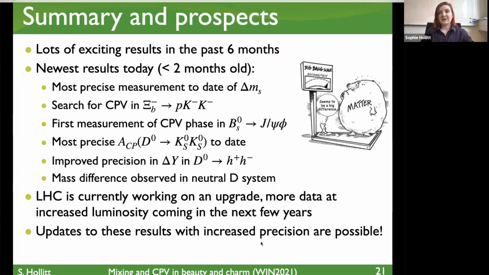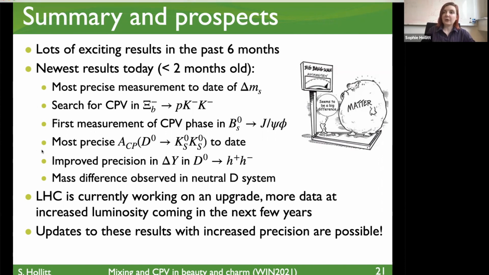So moving on to our summary, there have been a lot of exciting results in the past 6 months. I hope I've given you a good overview of them. Our newest results today, which are less than about 2 months old, include 3 from beauty and 3 from charm. In particular, we have the most precise measurement of delta m_s. We have this search for CP violation in the baryon sector, and we have the first measurement of the CP violating phase in this B_s goes to J/psi phi mode using electrons.